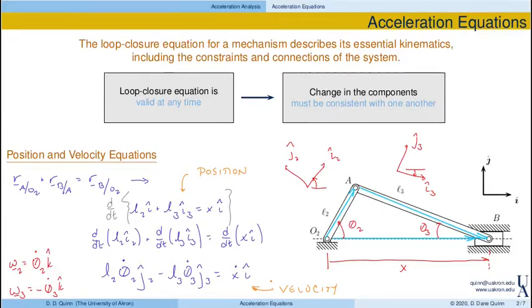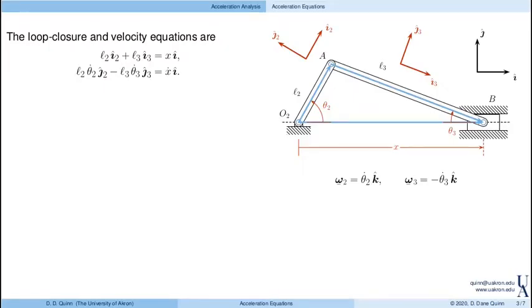Again, now we want to determine the acceleration equations by taking a derivative of this. So here it is again. I've rewritten the loop closure equation, or the position equation, and the velocity equations. Now for this mechanism, I'd like to take a derivative of the velocity equations, right? So really, that is this equation that will evaluate the change in all of these components. Because the loop closure equation is valid for all time, the change in the loop closure equation has to provide the velocity equations, and then the change in that will provide the acceleration equations.